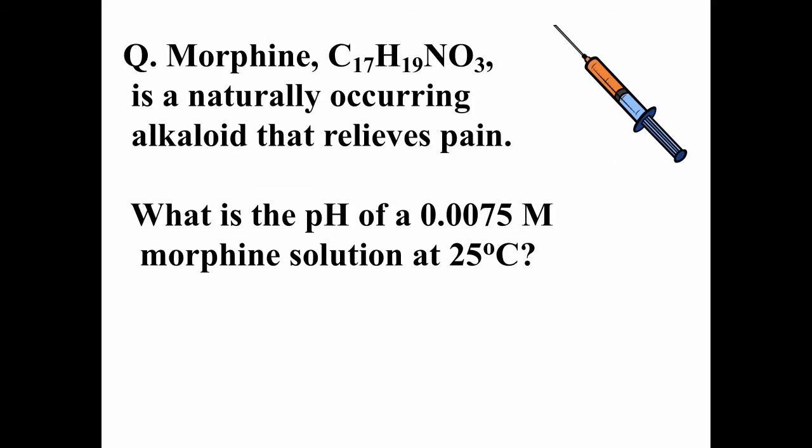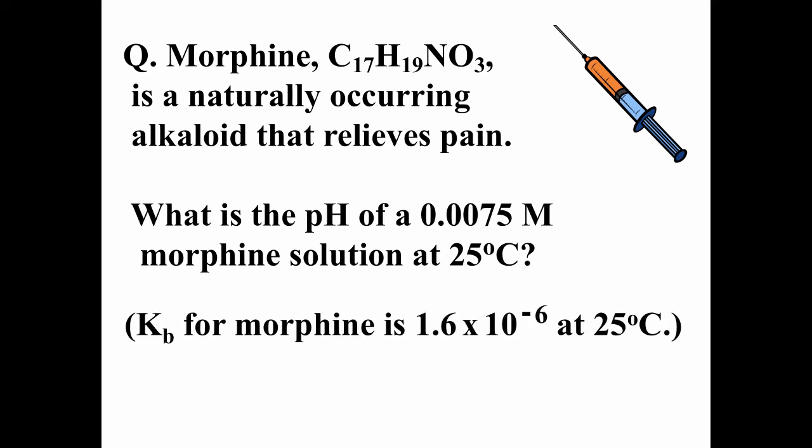Now, the next example is morphine, C17H19NO3, and this is an alkaloid that's a pain reliever, and we have a 0.0075 molar solution of morphine at 25 degrees Celsius, and we're trying to find the pH of this solution. Well, if we know the K sub B value, and again this is a number that can be found in tables, then we have pretty much the same problem as we just did, but now for a base rather than an acid.